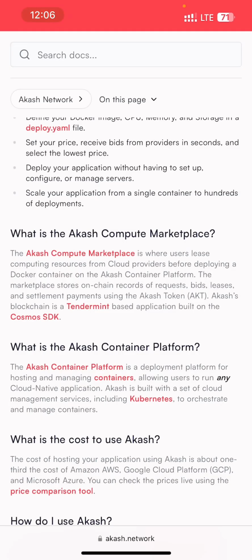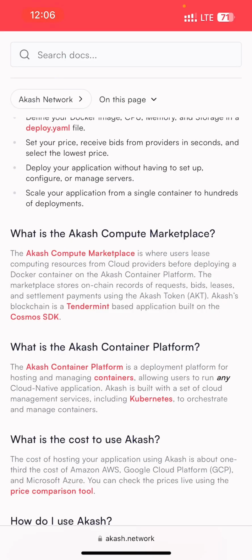So thirdly, I said I was going to talk about what is the Akash Container Platform. The Akash Container Platform is a deployment platform for hosting and managing containers that allows users to run any cloud native application. So Akash is built with a set of cloud management services, including Kubernetes and storage and manage containers. It also manages containers.